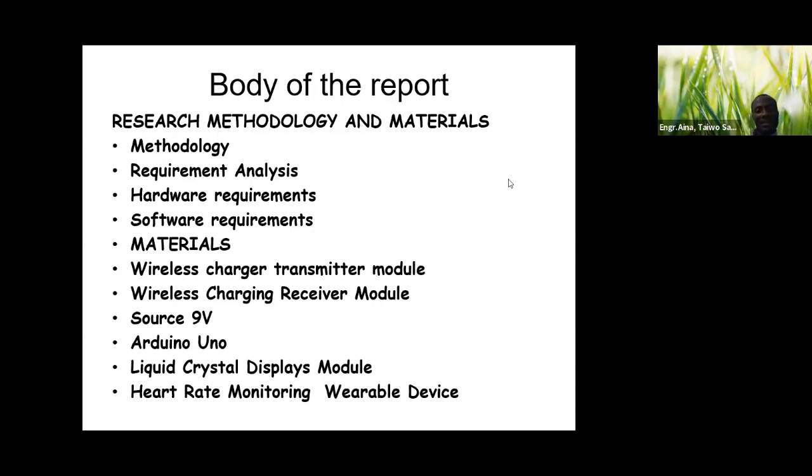Then under materials, you will write out all the materials and give detailed descriptions. For the wireless charger transmitter, you draw the diagram, you explain it, and you cite what you are explaining, as you are getting that information from the journals you have downloaded. Then the wireless charging receiver module, 9-volt battery, Arduino board, LCD, and probably your wearable as well. Each of these you must also explain vividly with correct citations.